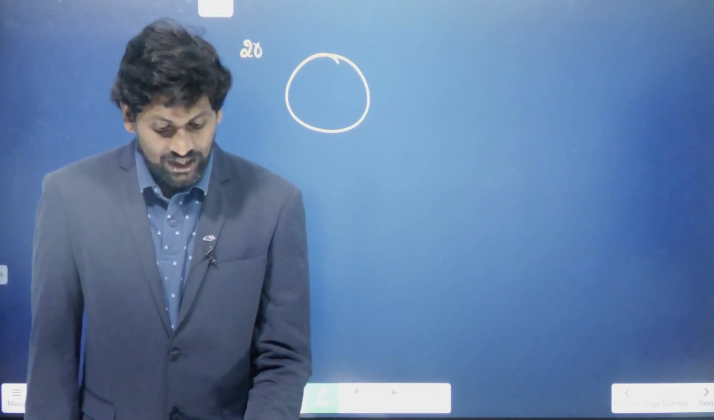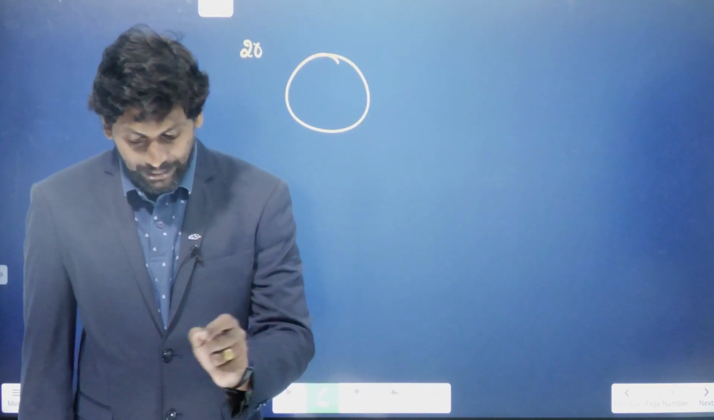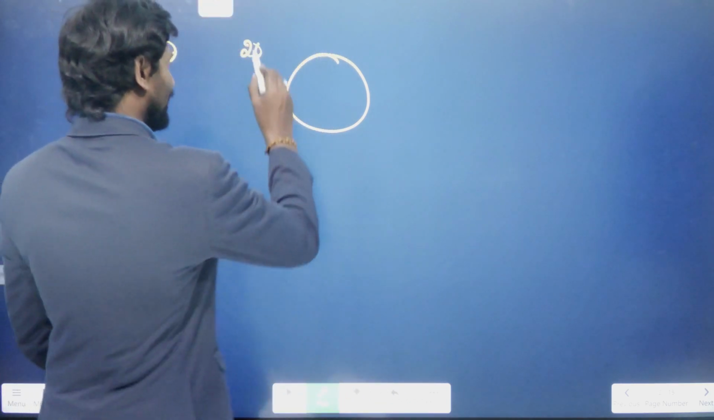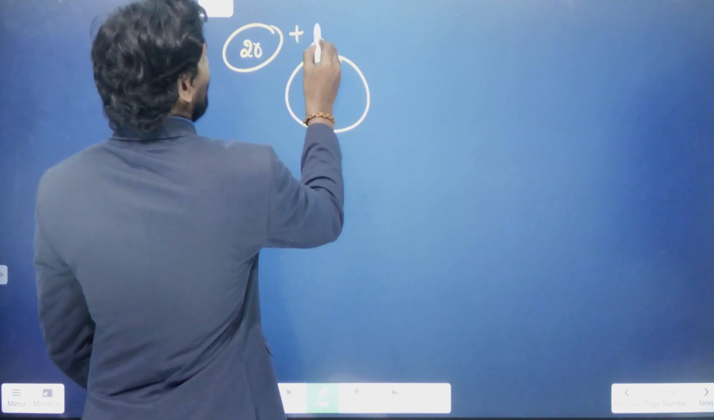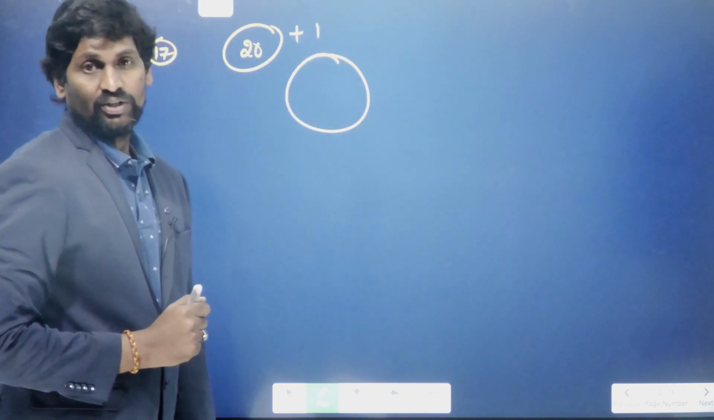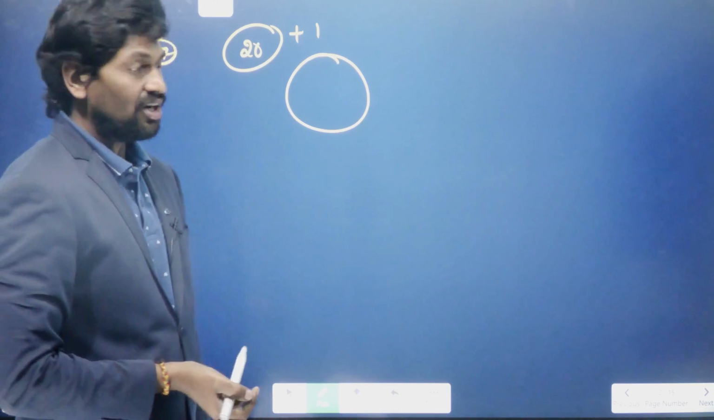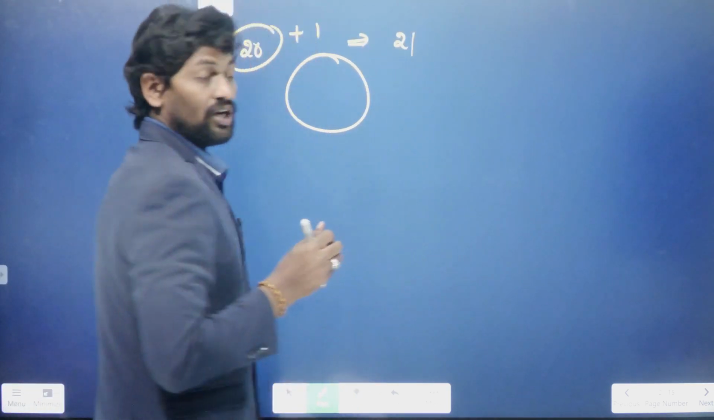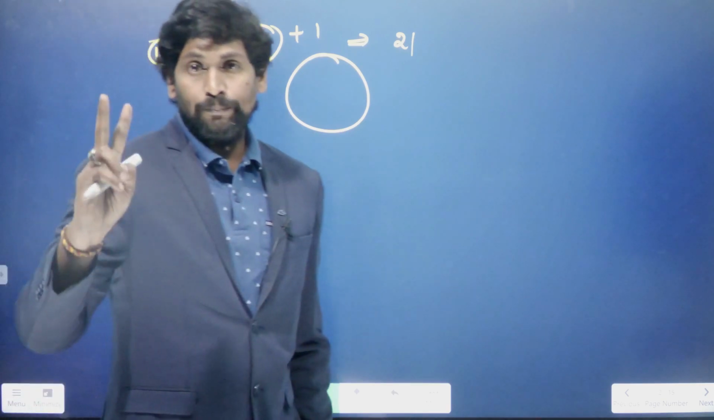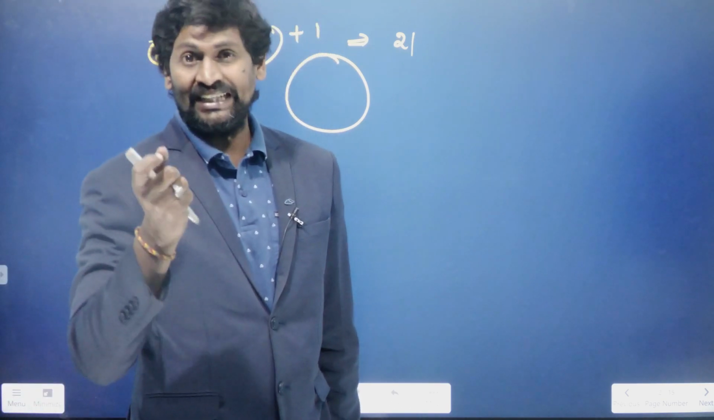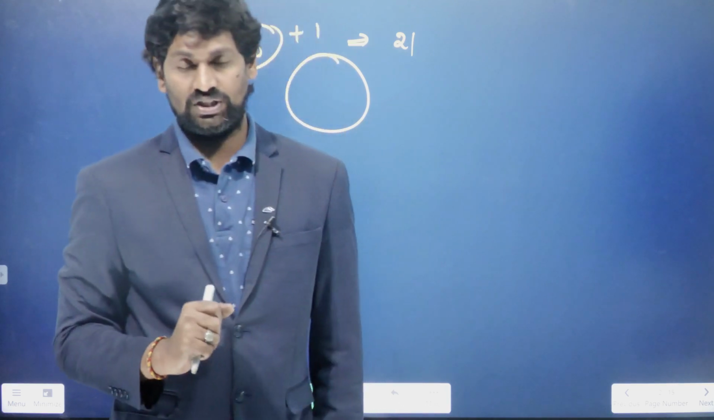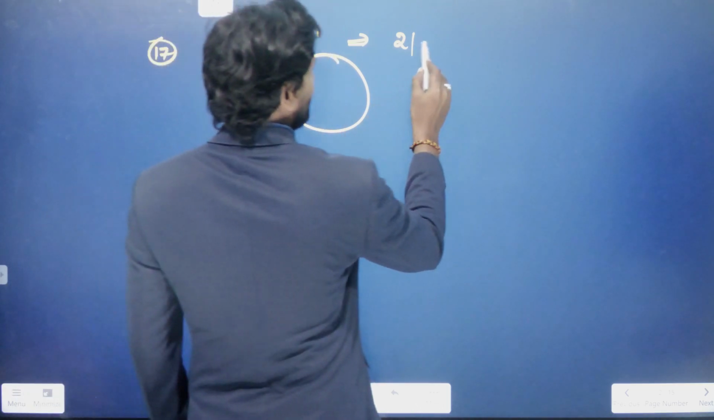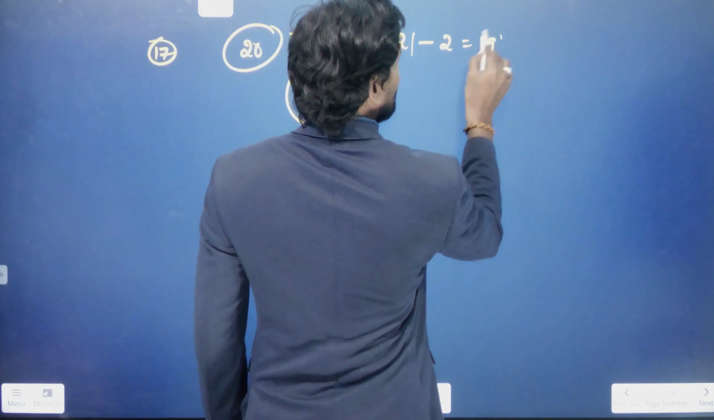But the question is not yet answered. It says with two particular persons seated on either side of the host. That means there are 20 people plus 1 person as host, so a total of 21 people. Of these 21 people, 2 persons are sitting only on either side of the host. Let us remove the 2 persons, so a total of 19 persons remain.